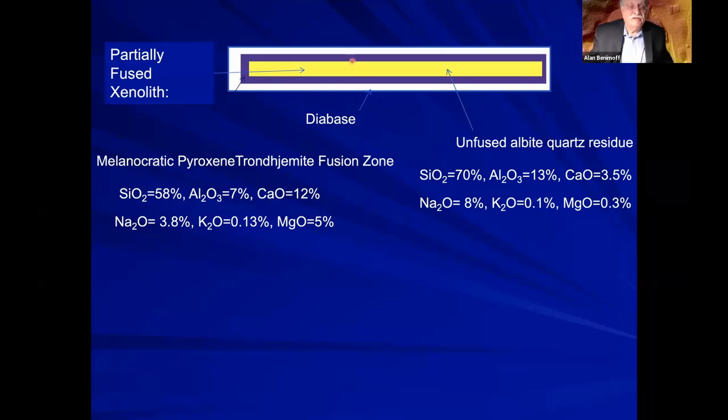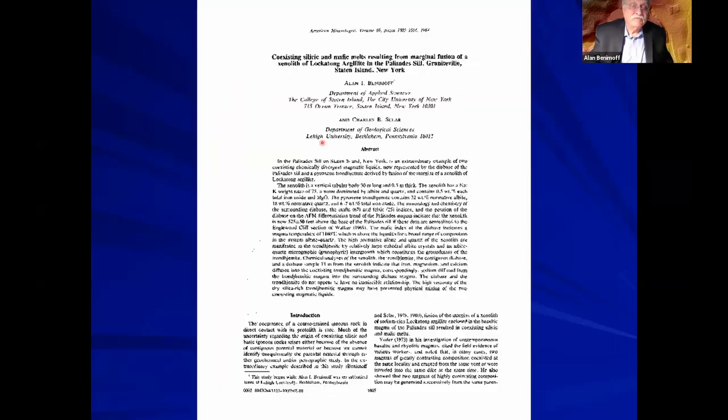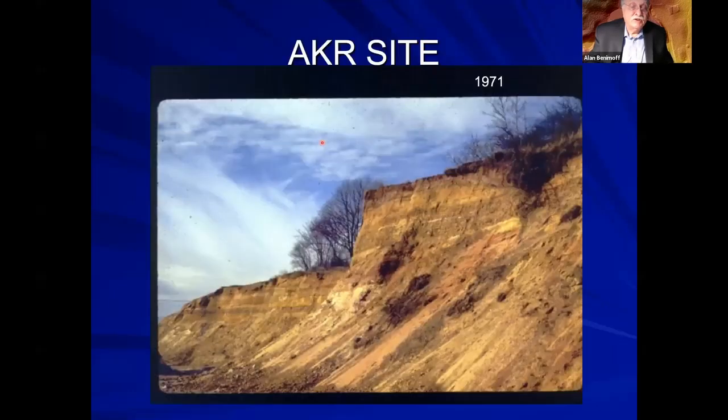And then here's what it looks like. So we have a partially fused body in the center here. Around it is the Tragediamite, enclosed in the diabase of the Palisade Sill. Here's some more information on it. So we have a paper on this that came out. If anybody wants to read it, I can put it up there.